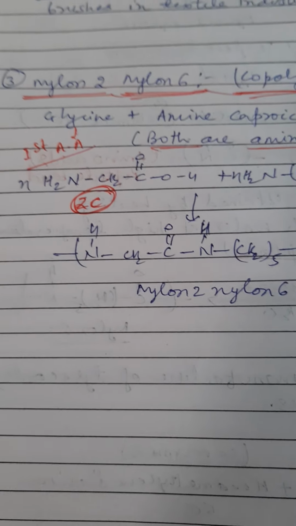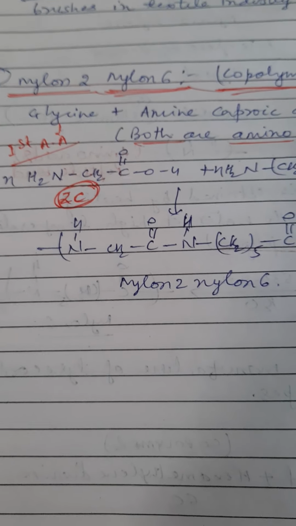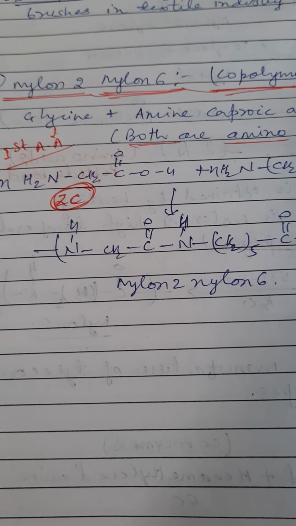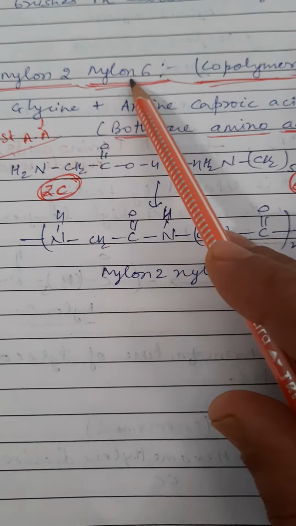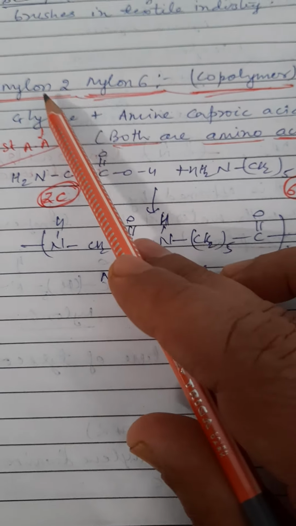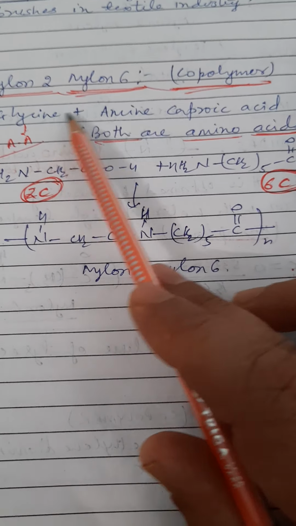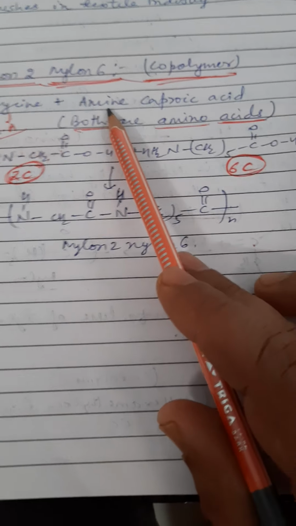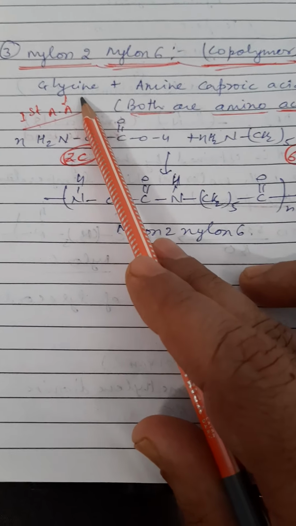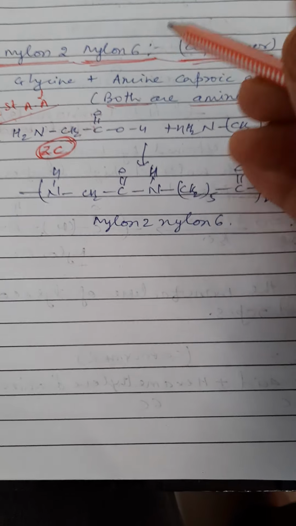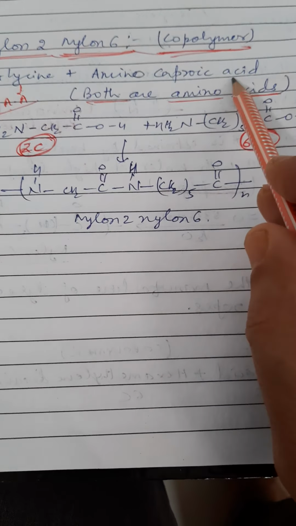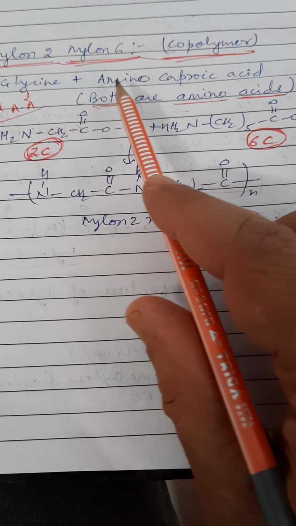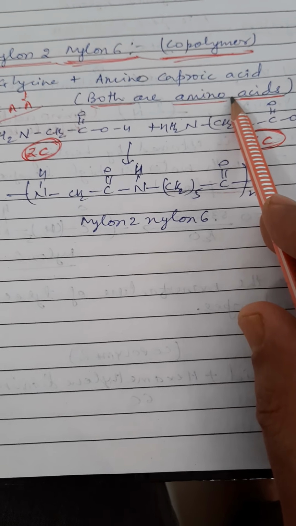Okay, the next example in condensation polymerization, in terms of polyamides, the third one, is nylon 2, nylon 6. In nylon 2, nylon 6, there are two different monomeric units. The first one is glycine and the second one is aminocaproic acid. Both monomeric units are called amino acids.